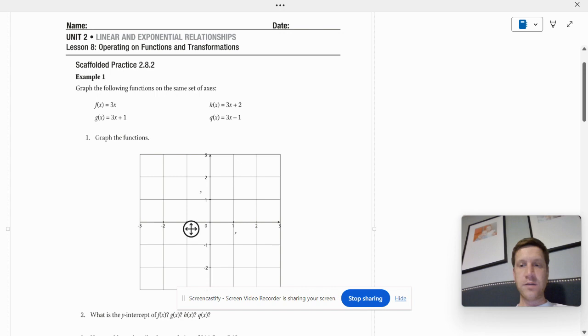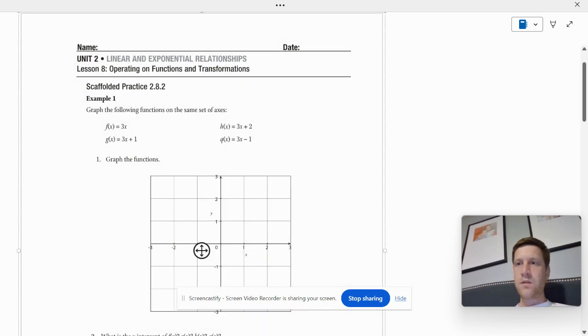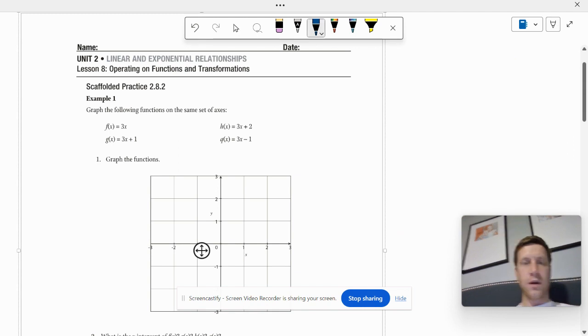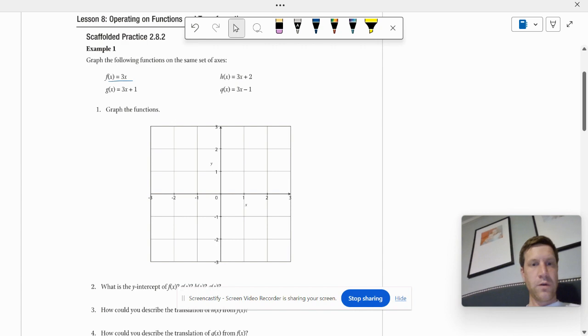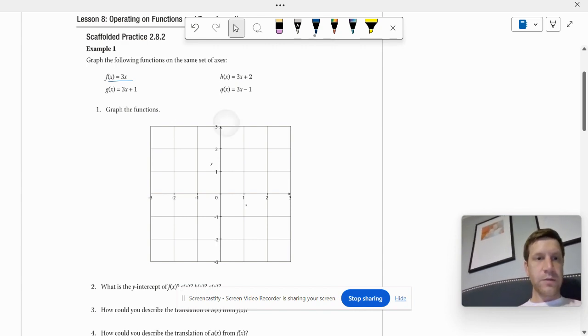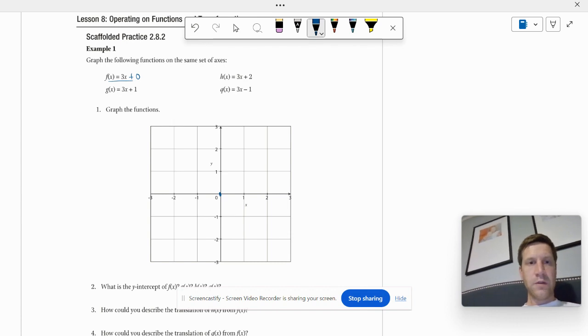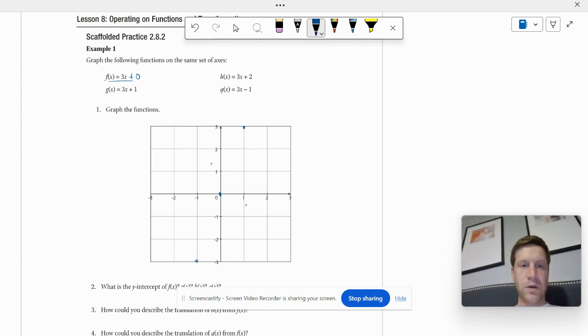I'm going to graph these. And I want to use different colors. So we'll do f of x in blue. So f of x equals 3x. That's really 3x plus 0. And I have a slope of 3 over 1. So up 3, right 1. I can go down 3, left 1. And that was kind of a straight line.